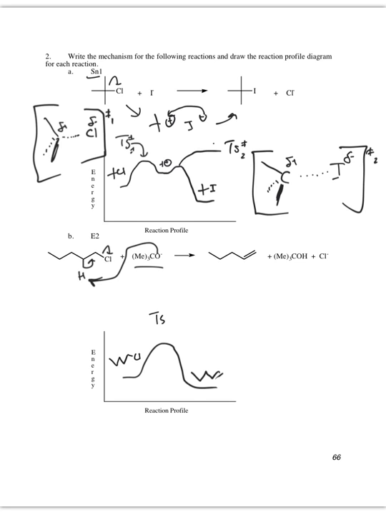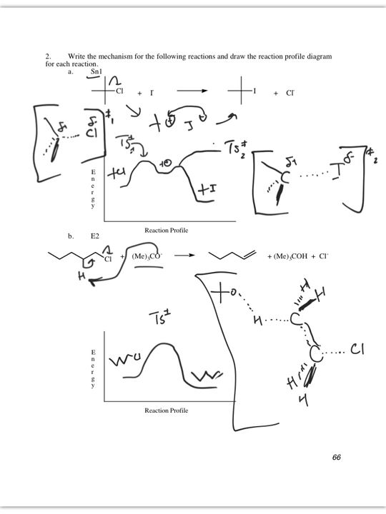Our transition state is going to be where we have our base grabbing a hydrogen, breaking the hydrogen-carbon bond, forming the carbon-carbon double bond, and the chlorine leaving. So we have this for our transition state, where we have a partial negative on the oxygen and a partial negative on the chlorine. All the carbons are neutral.